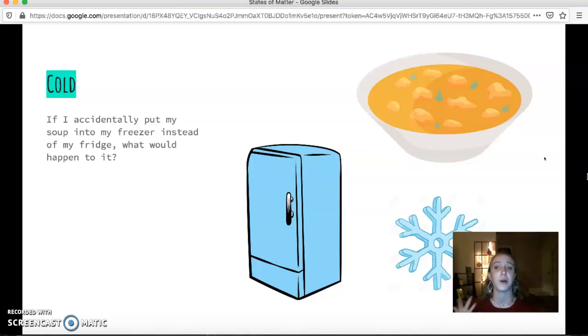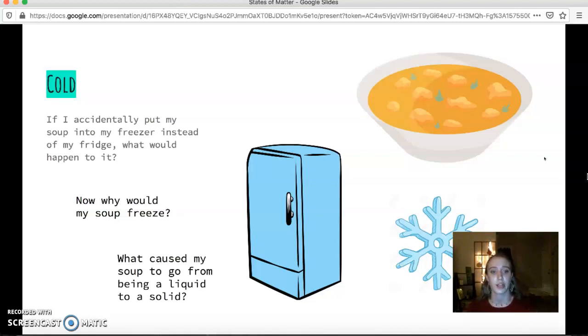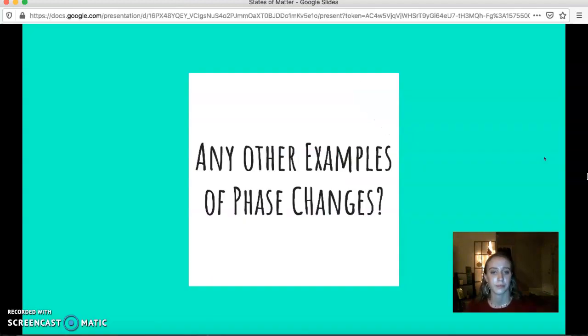If I accidentally put my soup into my freezer instead of my fridge, what would happen to it? And here, once again, I want my students to know and to be able to explain to me not only that if you put something in the freezer, it will freeze, but why. Now, why would my soup freeze? Because it is cold in the freezer versus it being room temperature out in the room. And that coldness, that temperature change, is what's causing that physical state change. And then what caused my soup to go from being a liquid to a solid? That change in temperature.